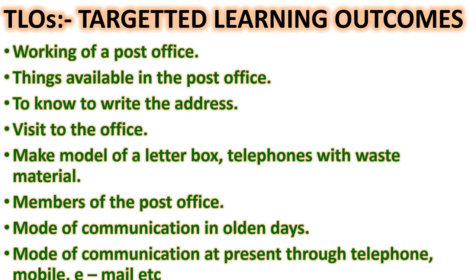The targeted learning outcomes are: working of a post office, things available in the post office, children know how to write the address, they visit the post office, they make a model of a letterbox and telephones with waste material, they know the members of the post office, children know the mode of communication in olden days. They know the mode of communication at present: telephone, mobile, email, etc.